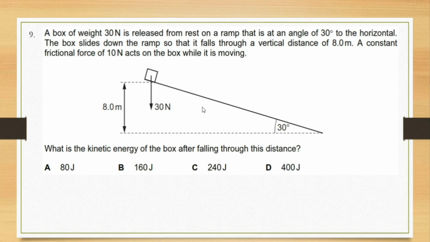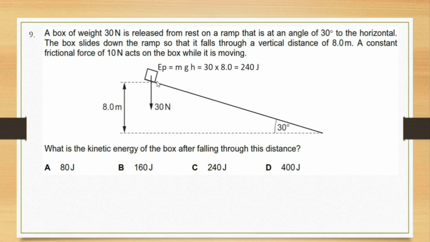I think to solve this problem, we can use the conservation of energy. At the top of the inclined plane, there is only potential energy because it is released from rest. So there is no kinetic energy here. We have only potential energy, which is equal to mg, or the weight, multiplied by the height. The weight is 30 newtons multiplied by the height, 8 meters. It is equal to 240 joules. But along the way, there is friction. So there will be energy lost due to friction.